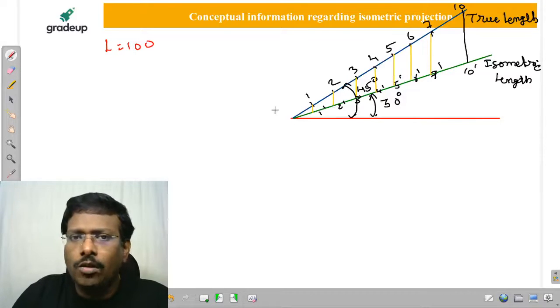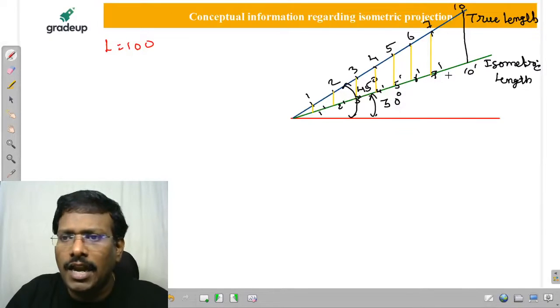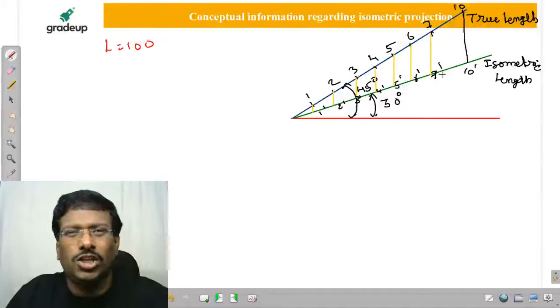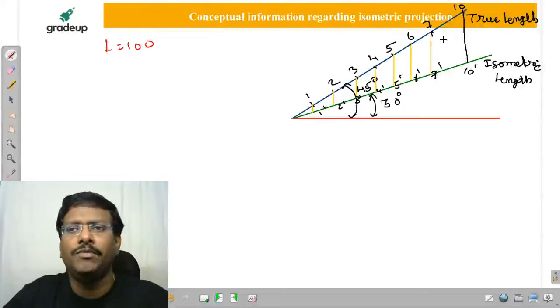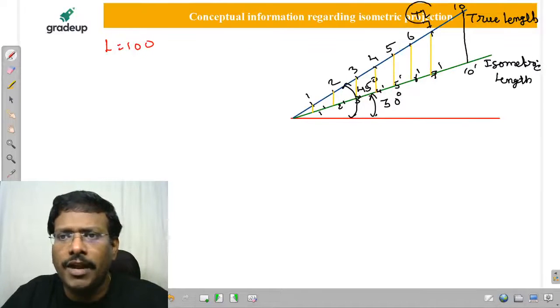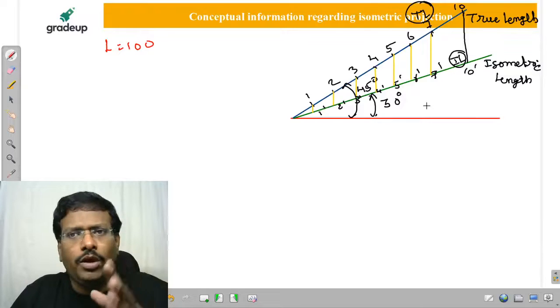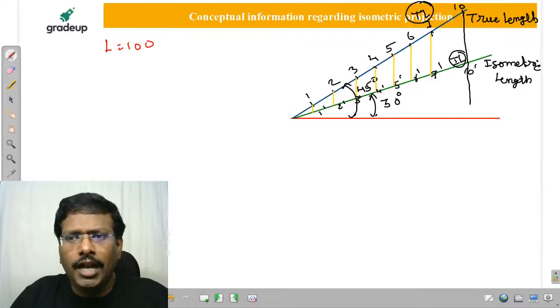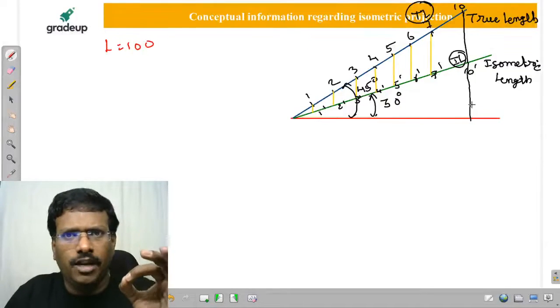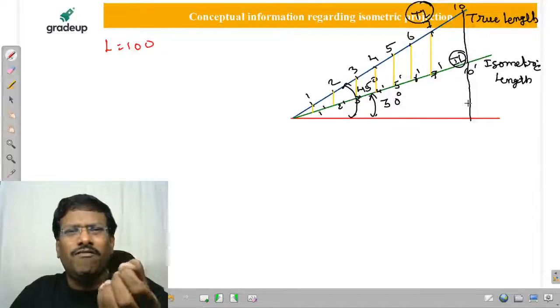So your isometric length is not 10, it will be less than this. But how much is it, sir? How many people know this particular thing? This is the true length which makes 45 degrees. This is the isometric length which makes 30 degrees. How to get it, sir? If you don't have the idea, don't guess anything, my dear friends. Try to calculate, which will take very little time.